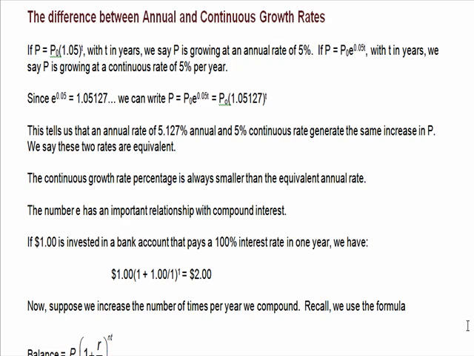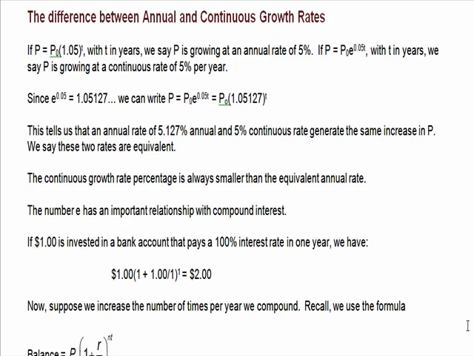Now we're going to take a look at the difference between annual and continuous growth rates. So let's start off with a little scenario. Suppose we knew P equals P0 multiplied by 1.05 to the t, with t in years. We would actually say, as we learned before, that P is growing at an annual rate of 5%. That's our nominal rate, and that's our annual rate.